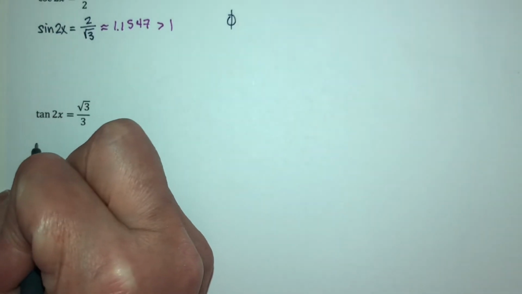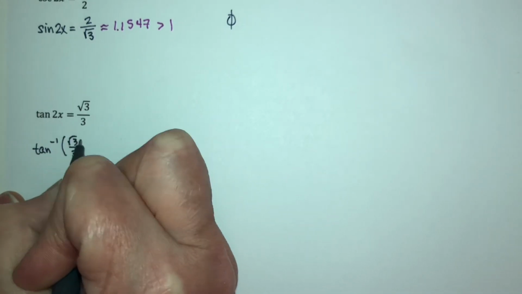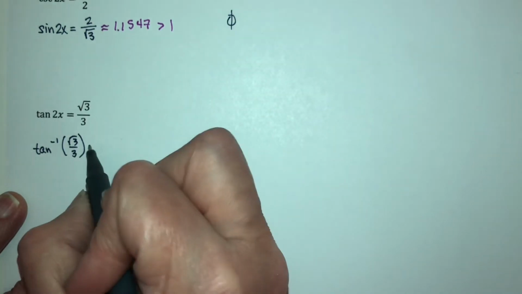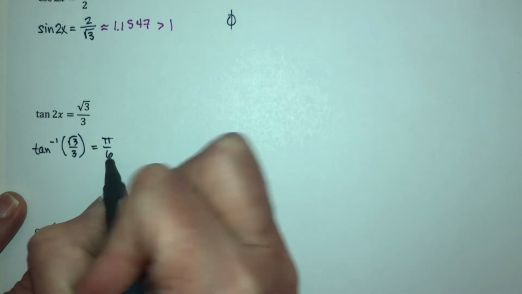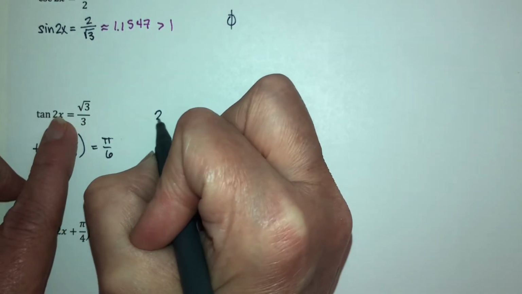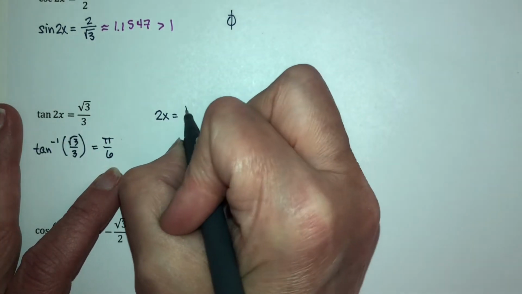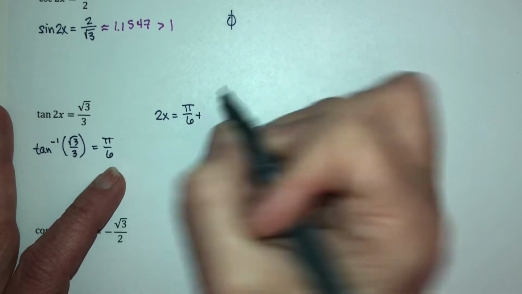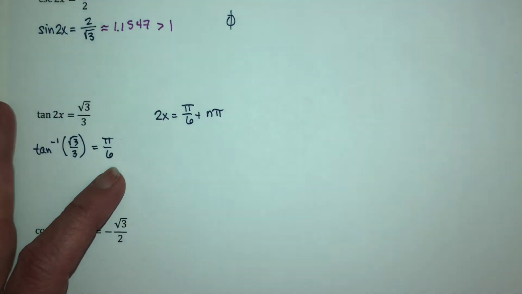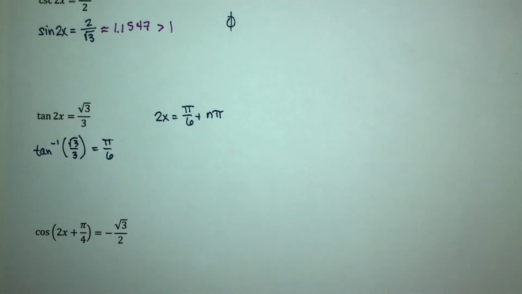So I'm going to find inverse tangent of square root 3 over 3. And that would be pi over 6. So 2x is equal to pi over 6 plus, with tangent, it's n pi. And you only have one possible solution. We don't have the two possibilities with tangent.